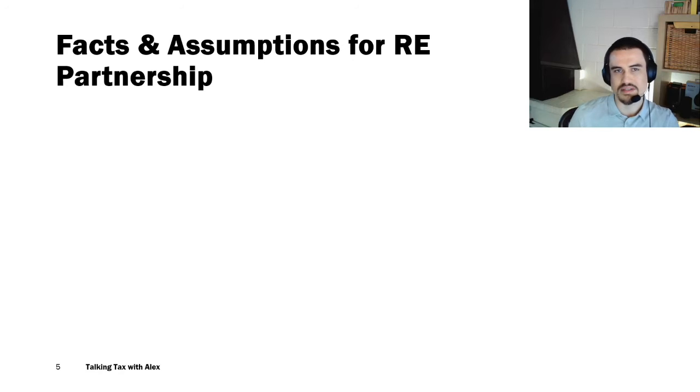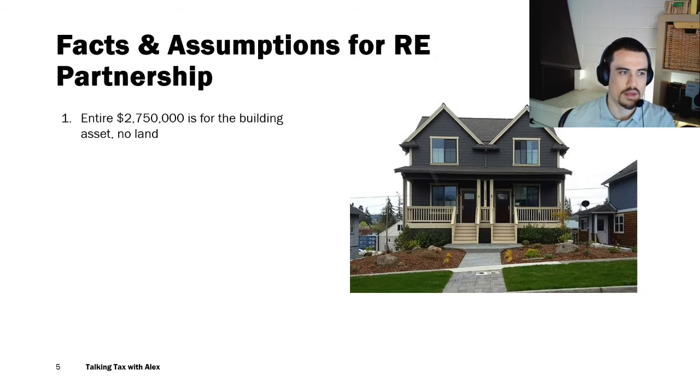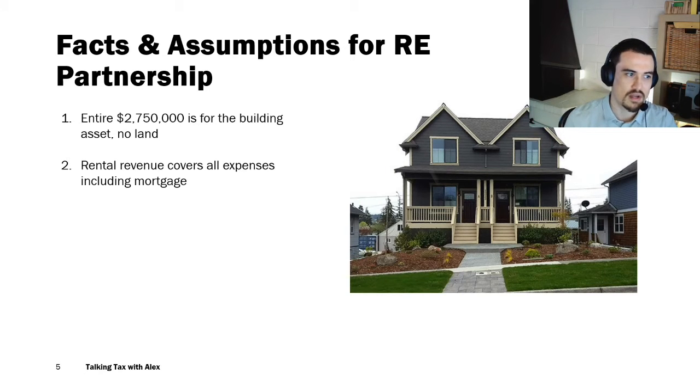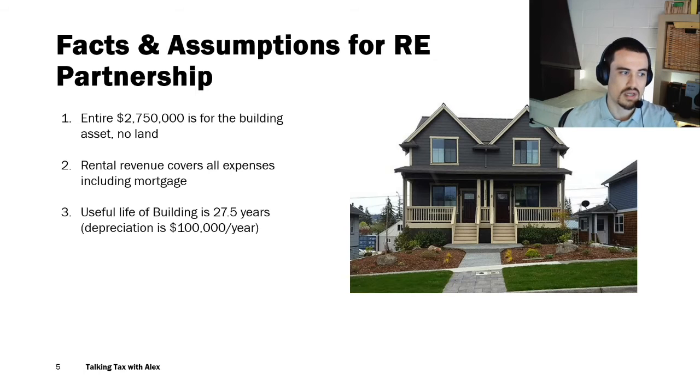So more about this example with Aaron and Brittany is that we're just going to assume, and I know this isn't real, but the entire amount, the 2.7 million, is for building. There was no land. This just makes the math a little bit easier. We're going to assume that it's break even. Rental revenue covers all expenses, including the mortgage, but that the useful life of the building, this is residential, is 27 and a half years. That means depreciation expense is $100,000 a year. So that's the loss that is going up to Brittany and Aaron.